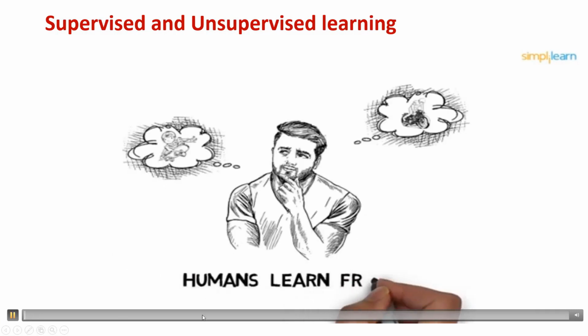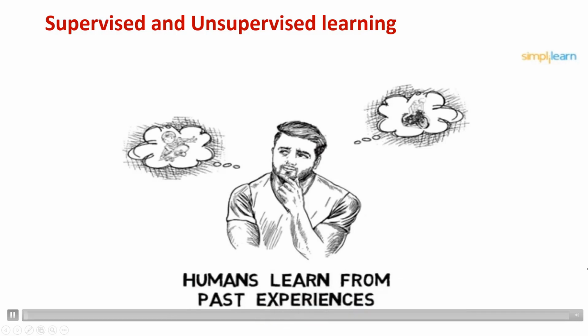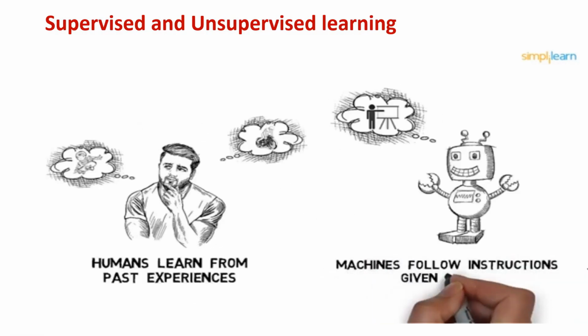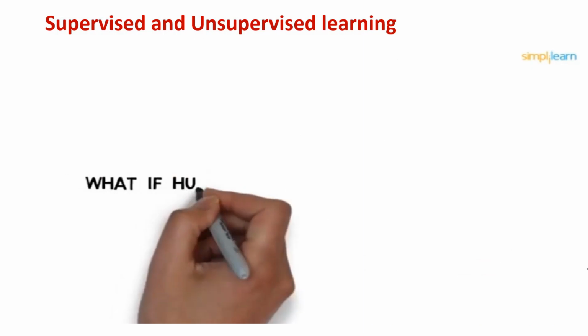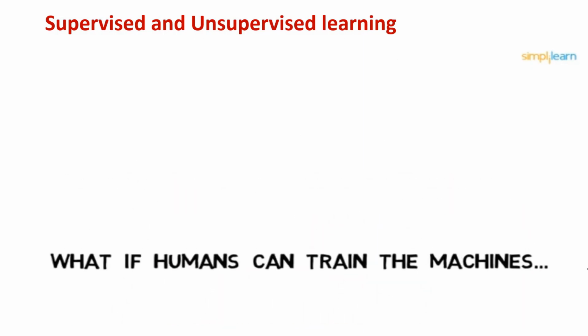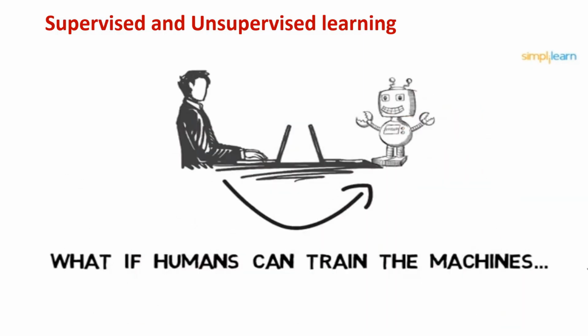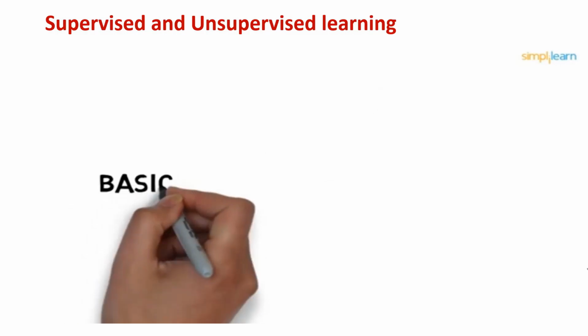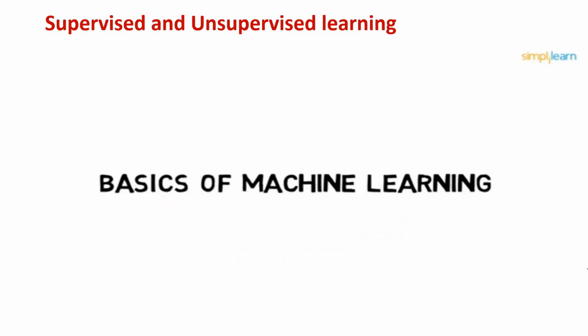All right? learn from their past experiences, and machines follow instructions given by humans? But what if humans can train the machines to learn from their past data and do what humans can do and much faster? Well, that's called machine learning. But it's a lot more than just learning. It's also about understanding and reasoning. So today, we will learn about the basics of machine learning.